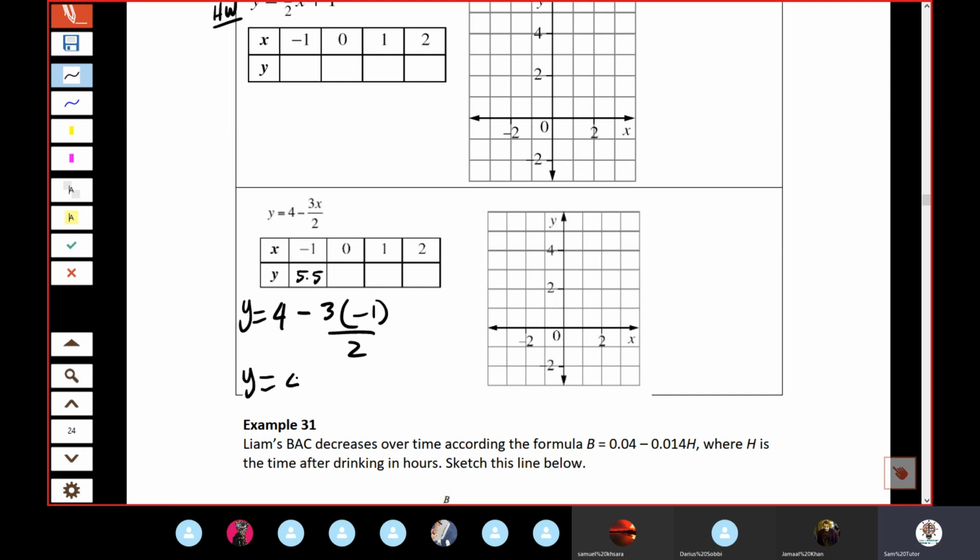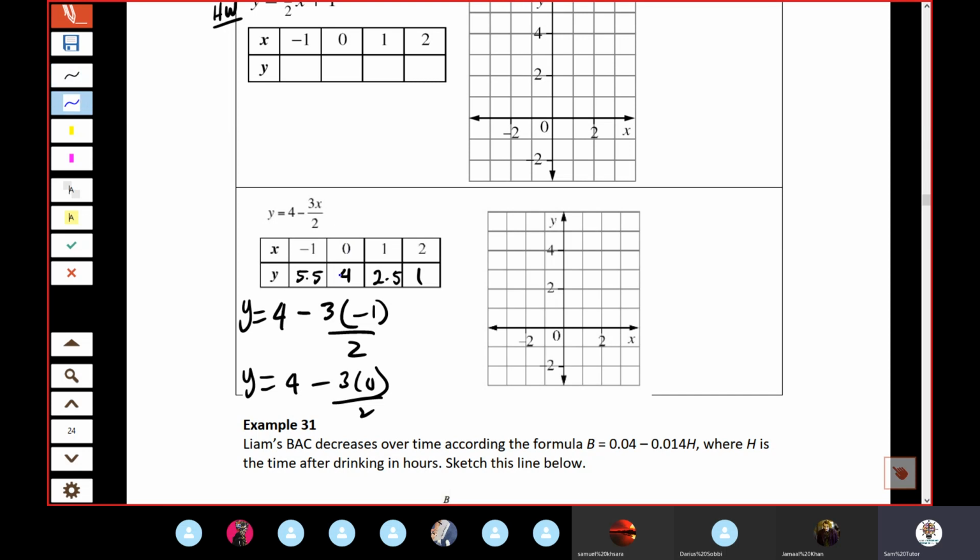Then let's do it again. 4, take away 3 times 0, which we know is 0, and that should give you 4. And then at 1, it should give us 2.5. And then at 2, it should give us 1. Let's see if you guys agree.